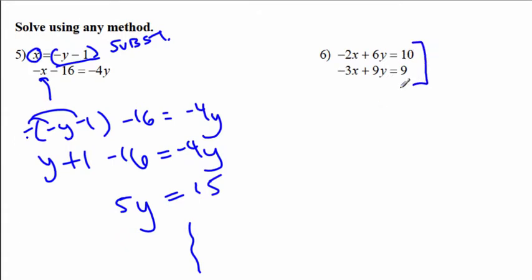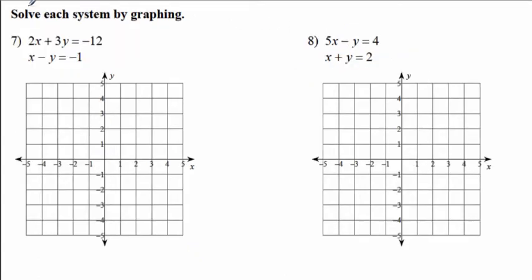The second, what do we got? Number 6 here, I would do elimination. And I would try to get, let's see, what can we cancel? The x's, the y's, I don't know. Let's turn the x's into 6's. That's probably the easiest. So the top equation you could do times 3, and the bottom equation times negative 2. That'll give you a positive 6x and a negative 6x. They'll cancel out. All right, enough of those.